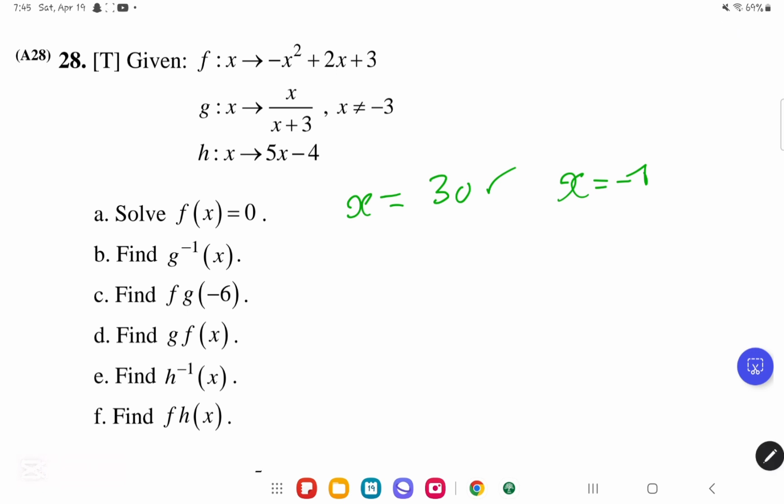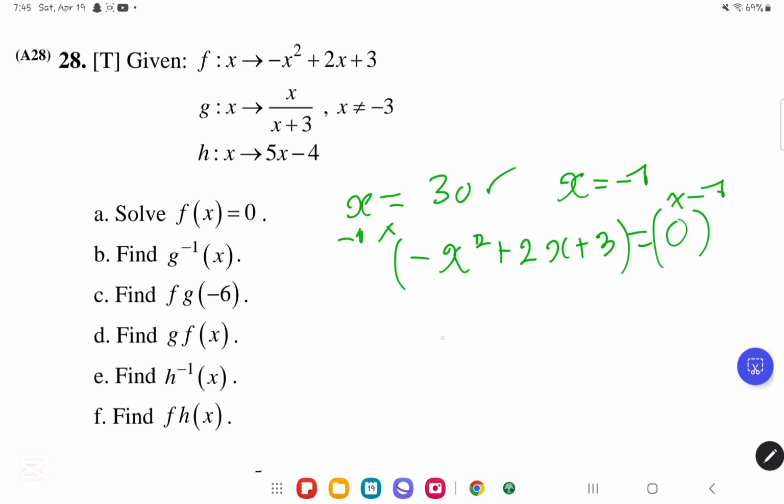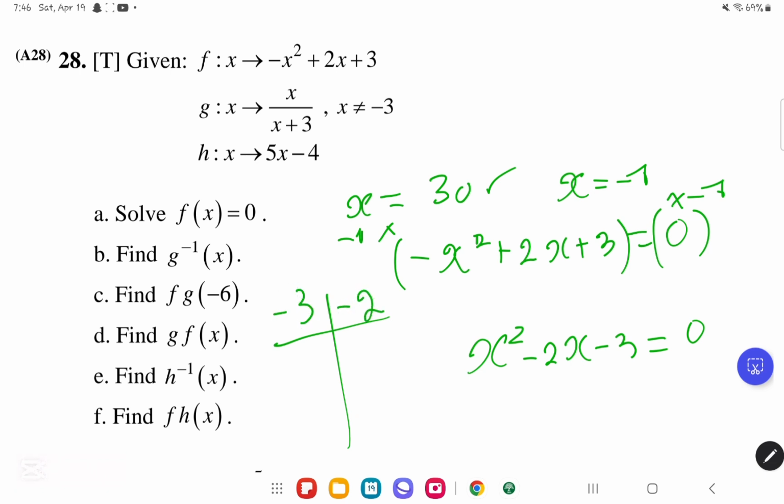Another way of doing it, if you don't have this function on the calculator, is minus x squared plus 2x plus 3 is equal to 0. If I was you, I would multiply both sides by minus 1. It will become x squared minus 2x minus 3 is equal to 0. Because next to x squared we have the value of 1, just find the product and sum values. What gives you a product of minus 3 and a sum of minus 2? It could be minus 3 times 1, and minus 3 plus 1.